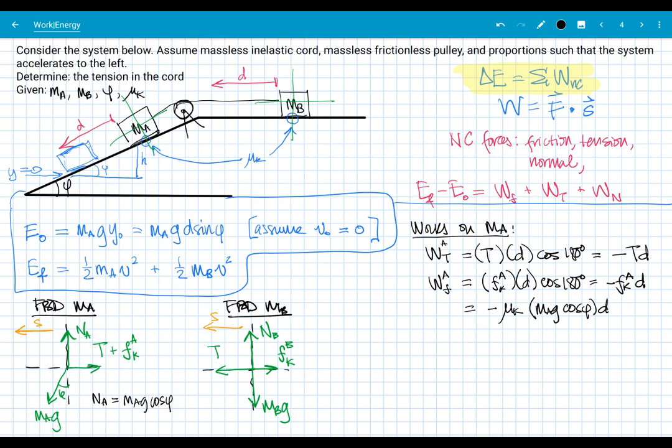Let's look at works on the second block, mass B here.